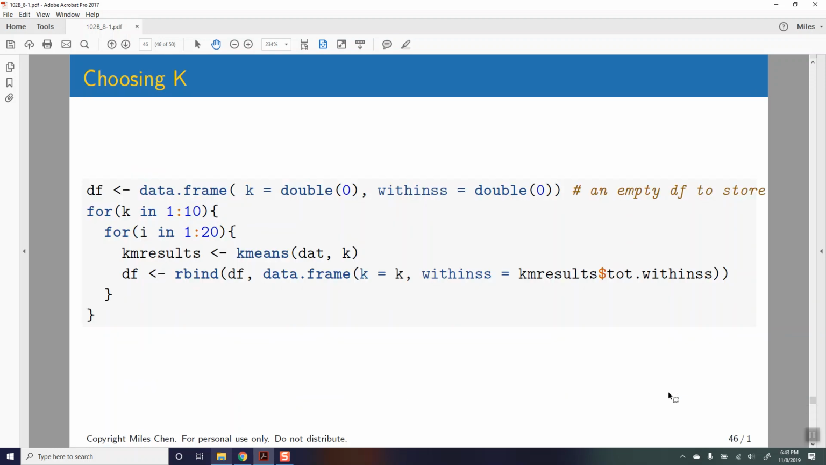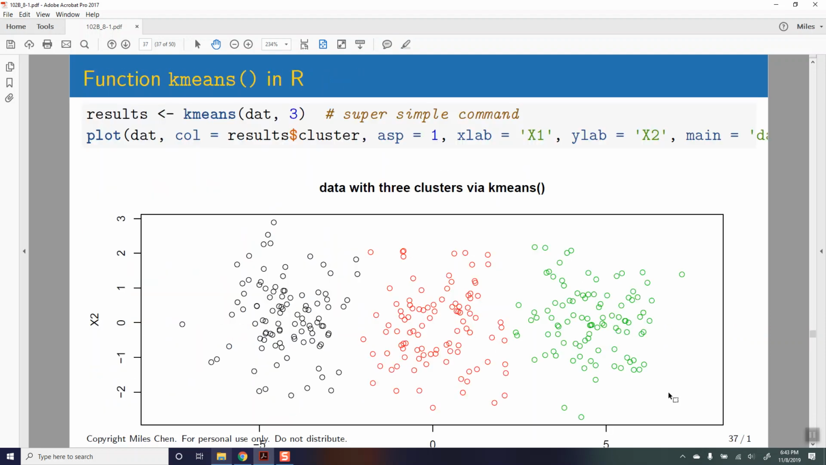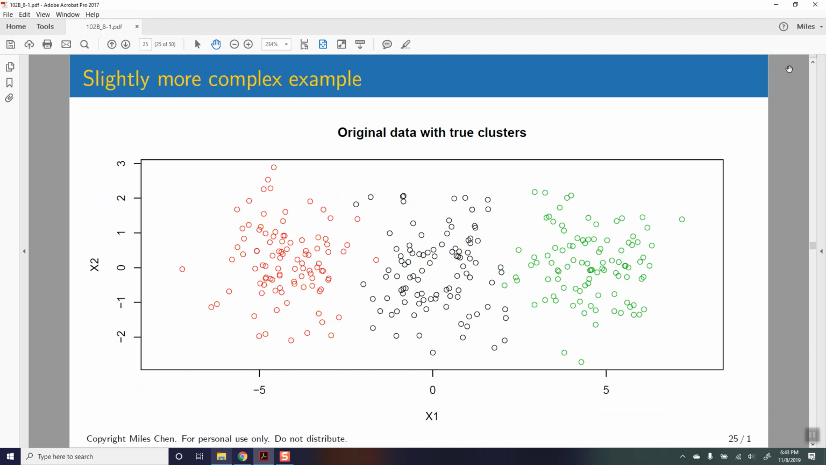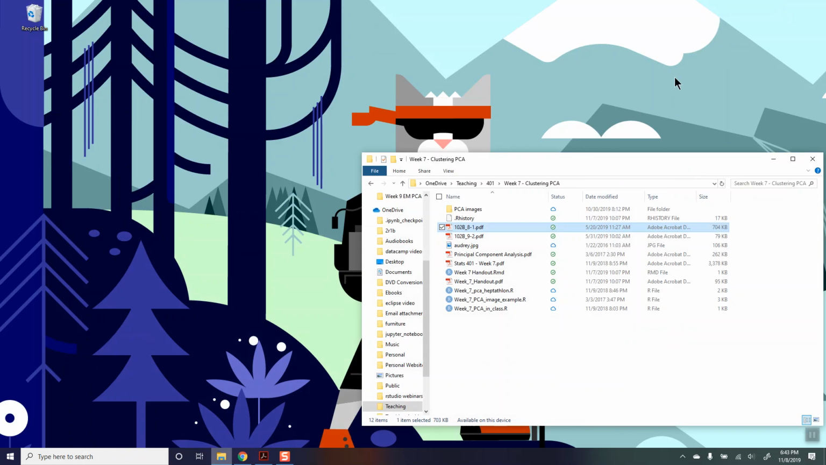So that is k-means clustering. Let's save any of these changes. Did we have any questions on k-means clustering?